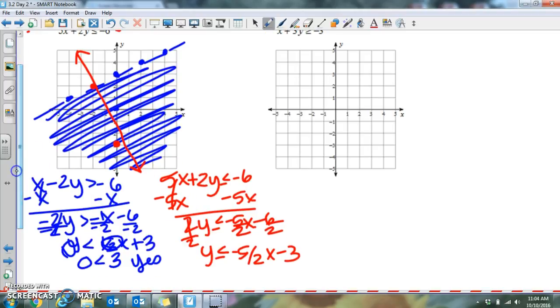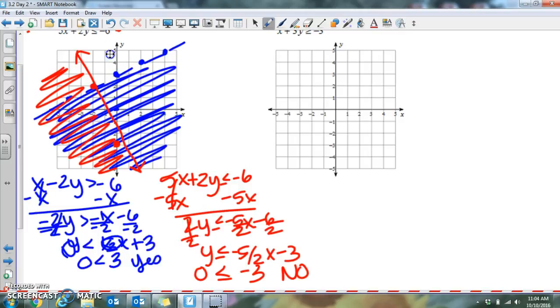Then I put 0, 0 in for x and y. Is 0 less than or equal to negative 3? And that would be a no. It's not, it's greater than. So I would not shade the 0, 0. Instead, I'd shade the opposite side. Only no shading, one shading, one shading, both shadings. So this is my answer. And I would shade the overlapping part.